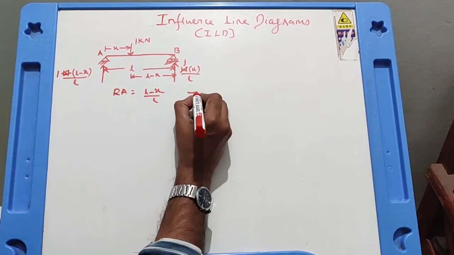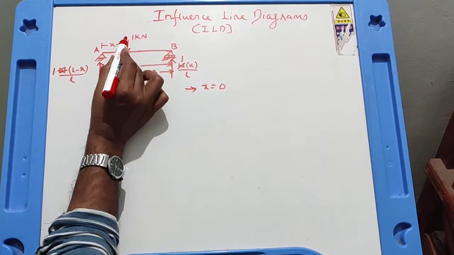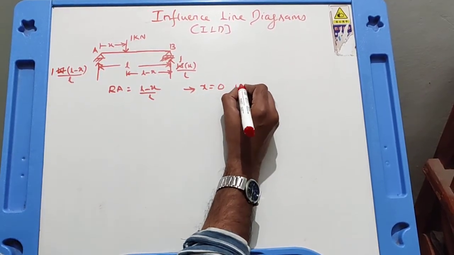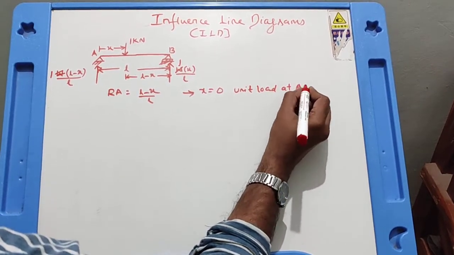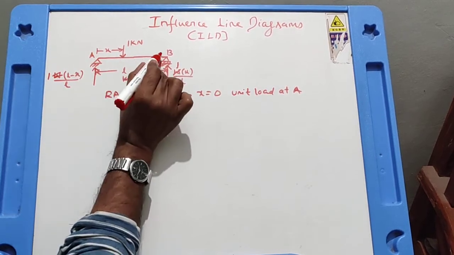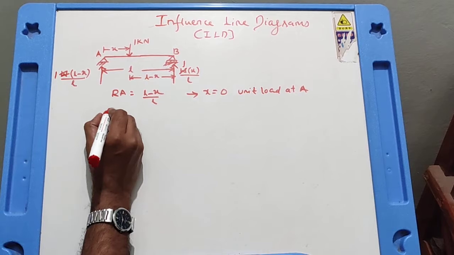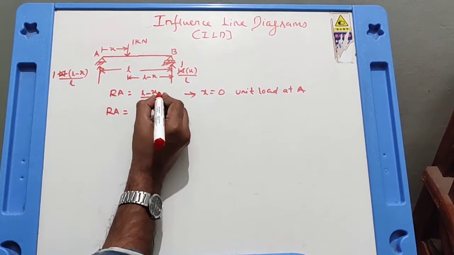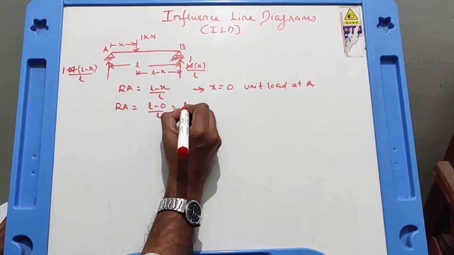Now let me substitute X equal to 0. What does it mean? That means that unit load is at A. When X is equal to 0 means unit load, it travels from A to B. When X is equal to 0 means unit load is occupying position A. At that point, what is RA? Substitute X is equal to 0. So (L minus 0) upon L, which is equal to 1 kilonewton.